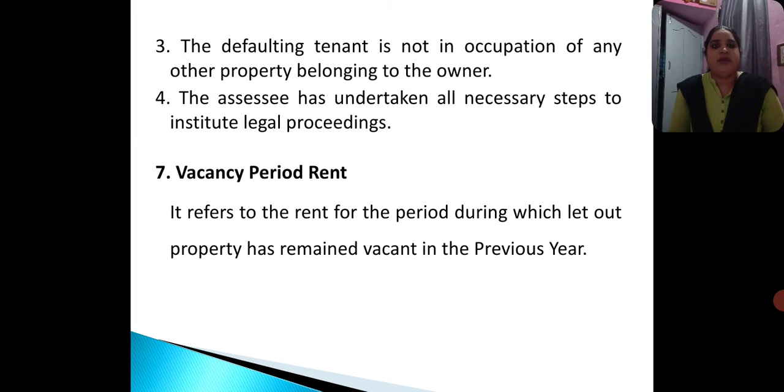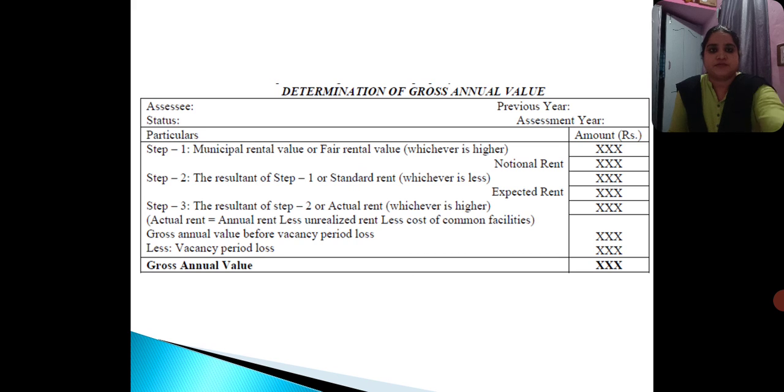Next, you have vacancy period rent. What is vacancy period rent? It refers to the rent for the period during which let out property has remained vacant in the previous year. Vacancy period rent is nothing but the rent for the period during which the property that is being let out does not have any persons in it. It has remained vacant during the previous year. So vacancy period rent is the rent for the period during which the let out property has remained vacant during the previous year. So here we have a simple format, determination of gross annual value.